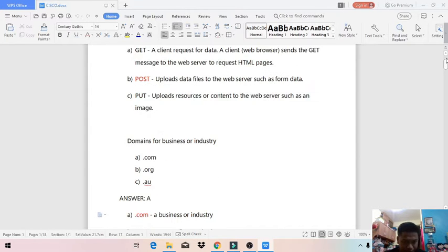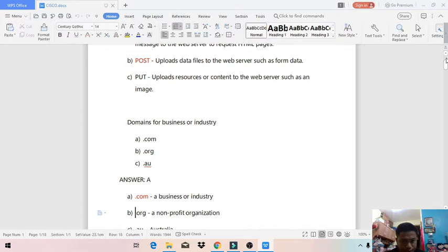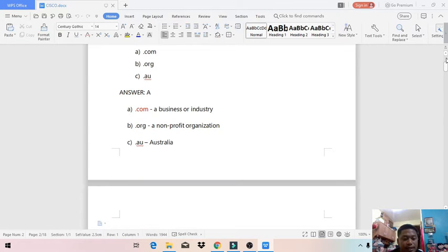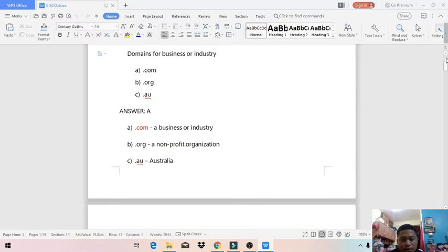Second is domains for business or industry. Letter A is .com, letter B is .org, and .au. The answer is letter A, because .com is for business or industry, while .org is for non-profit organizations and .au is Australia. .com is a domain for business and industry.